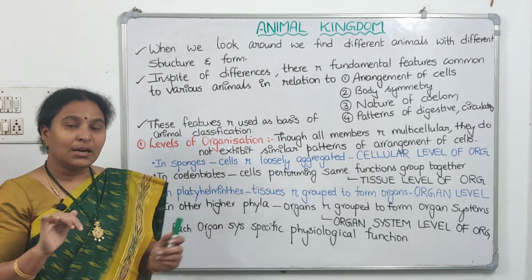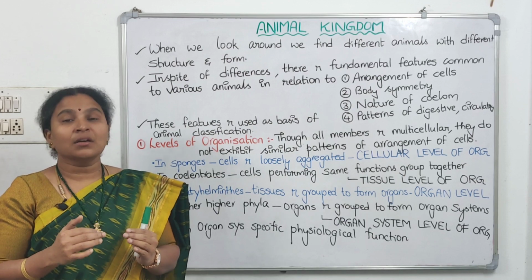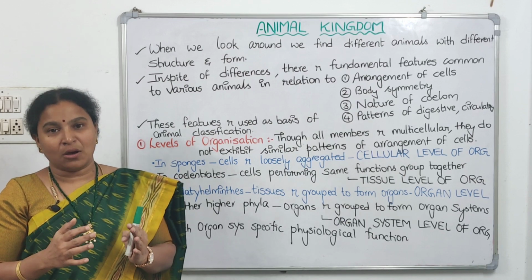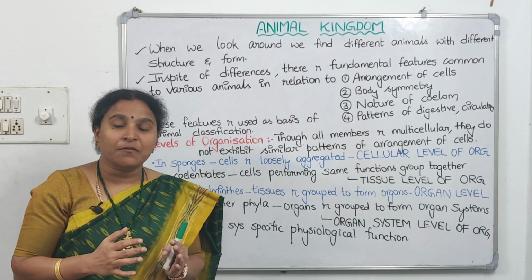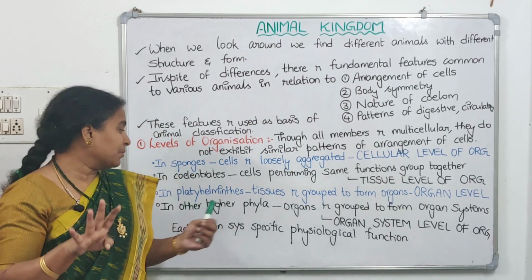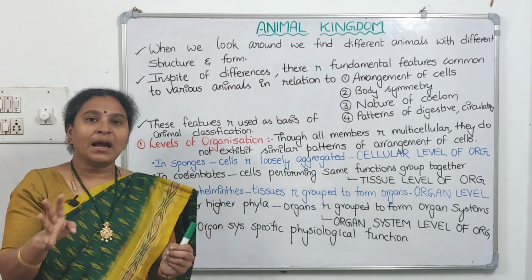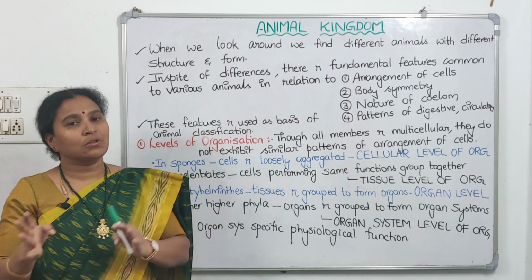Now coming to the third level, tissues are grouped together which are towards the same function to make an organ. What is that called? Organ level of organization. It's applicable for the 4th phylum, that is Platyhelminthes, and the remaining higher phyla from Aschelminthes to the Chordata.